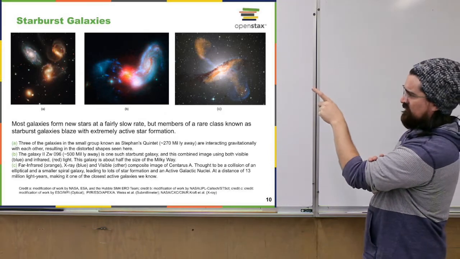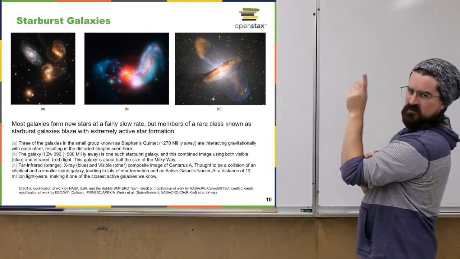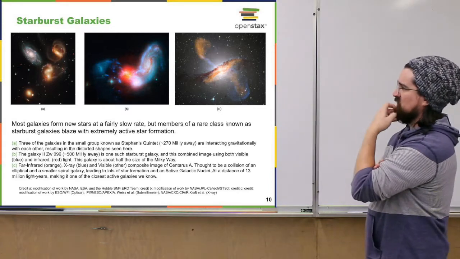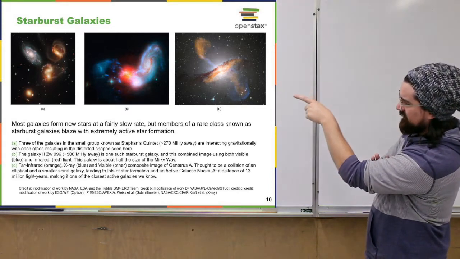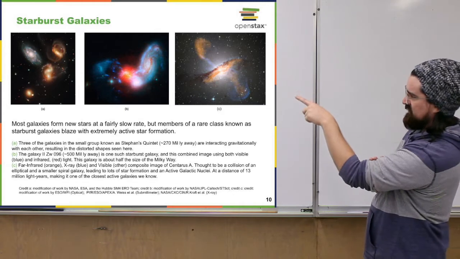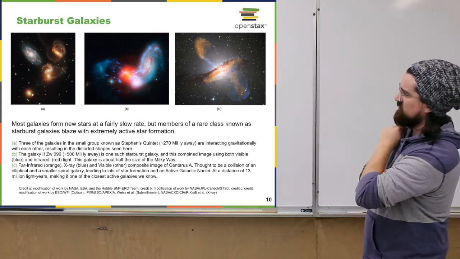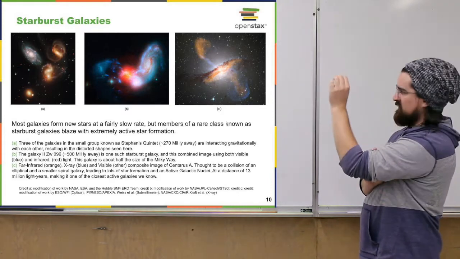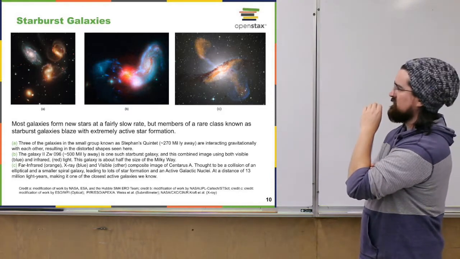I think the other one in the upper left is actually a decent ways further away. It's not really part of that cluster. They sort of look like they are. But the ones that are in the cluster are interacting and are in the process of sort of colliding. And you can see bits of blue and pink that are due to a lot of star formation happening.